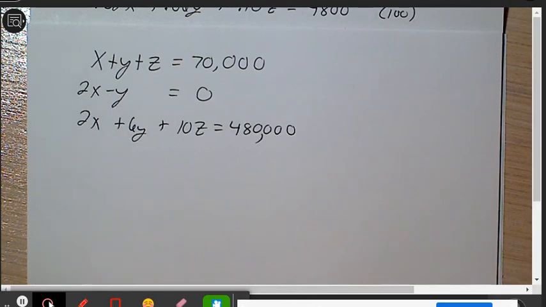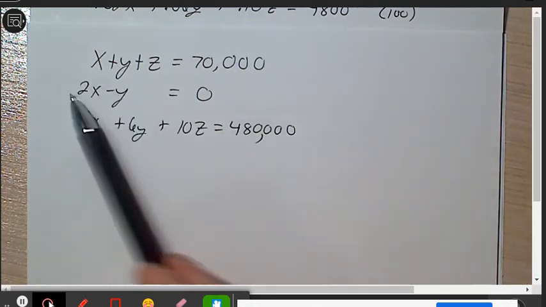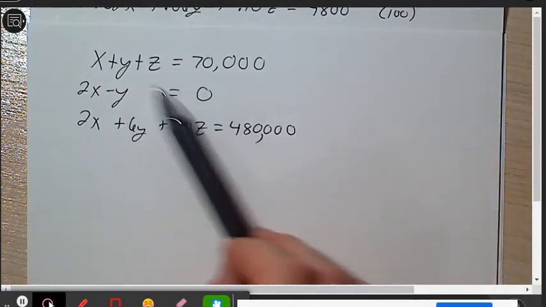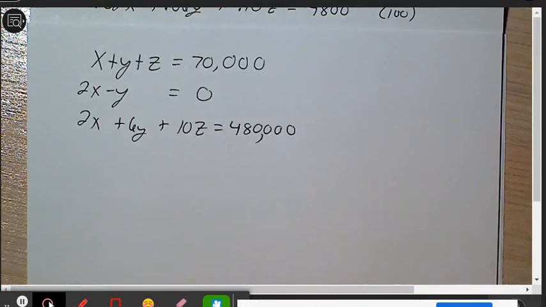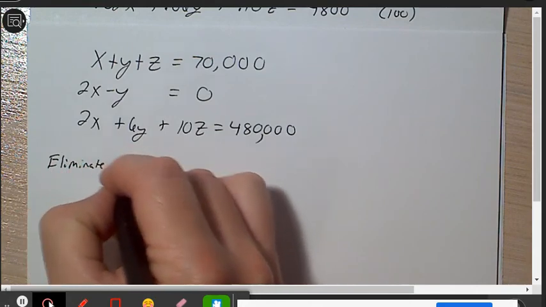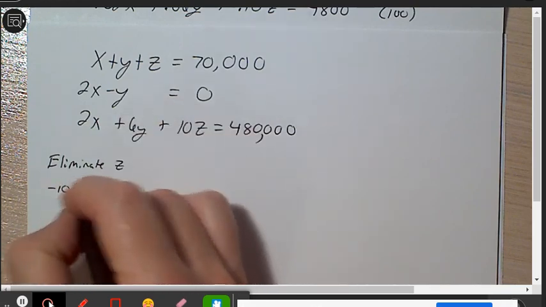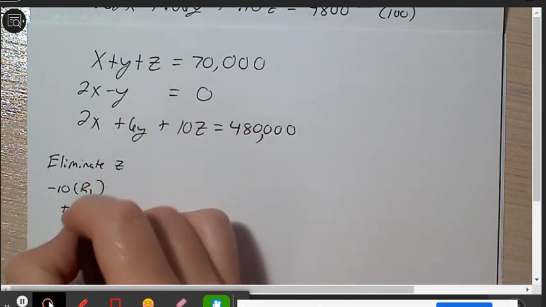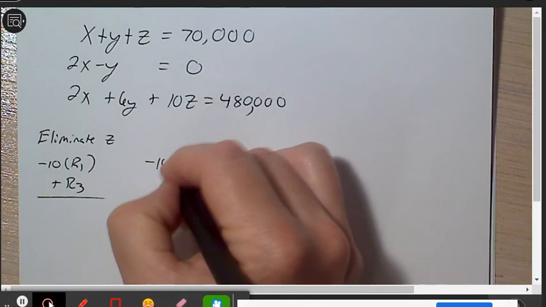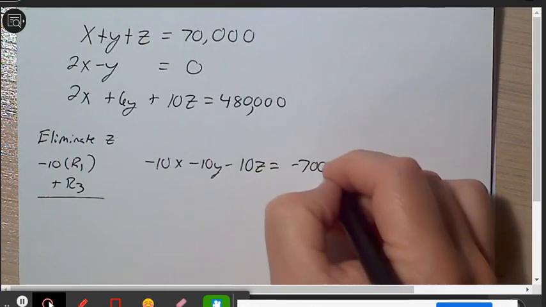Okay, now this is where the problem is very similar to the last one. They've already eliminated z in the second equation because they talked about that, this was double this amount that was here. So we're going to eliminate z with equations 1 and 3. Let's do negative 10 times row 1 and add that to row 3. So we'll have negative 10x minus 10y minus 10z equals negative 700,000.